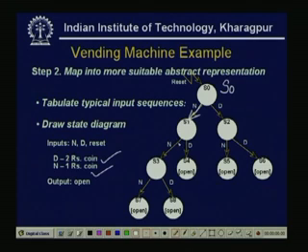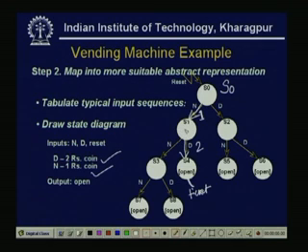Now, N means a 1 rupee coin, so 1 has come. Now, there can be a 2 rupee coin, then 1 plus 2 is 3 rupees. So, it will generate an output, that means the ticket will be delivered. So, this output means that the ticket is delivered.